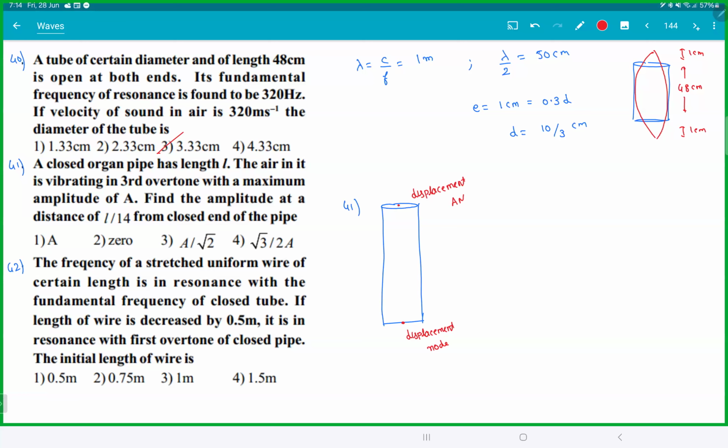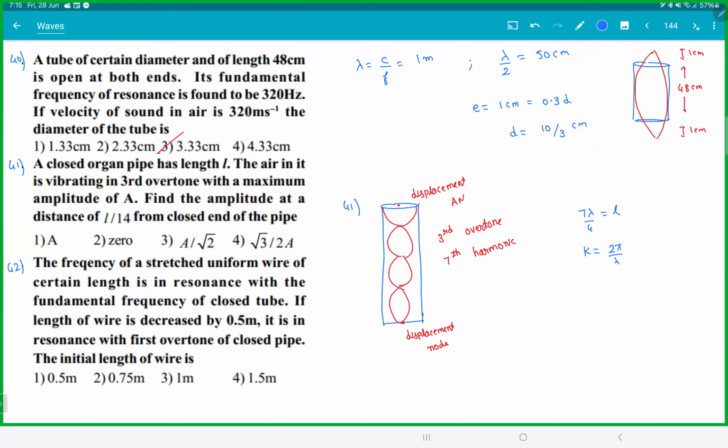So that means something like this. So this is your 4th overtone, 3rd overtone, or 7th harmonic. 7 half loops. That's what I'm saying. Don't get stuck with that formula. If you can draw and figure out, that is always best, safe. So indirectly, we have 7 times lambda by 4 is equal to L. So lambda is 4L by 7.